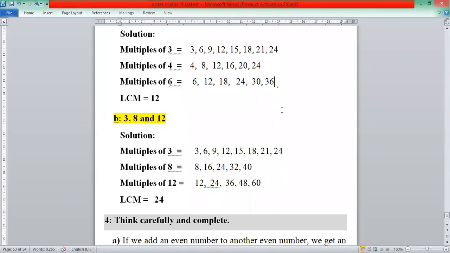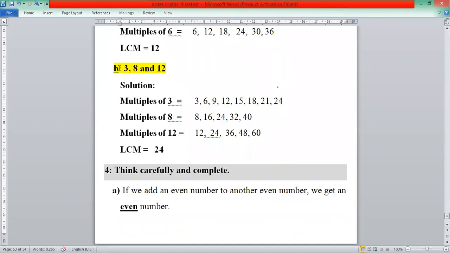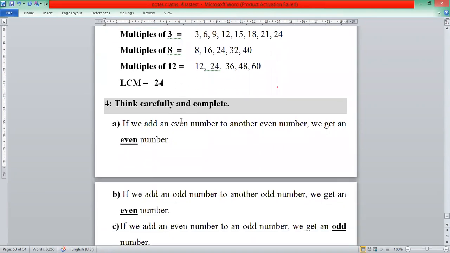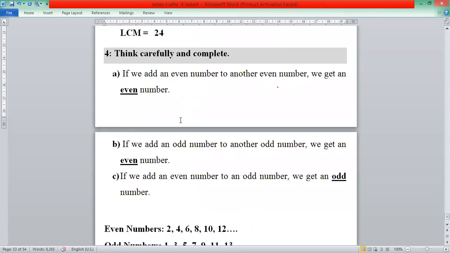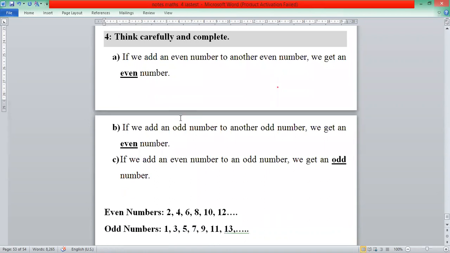In this way, you can find the multiples of part D, 3, 8, and 12. The solution is written in front of you. Question 4, think carefully and complete. Here are 3 statements. The first statement is, if we add an even number to another even number, we get a dash number. We get an even number.